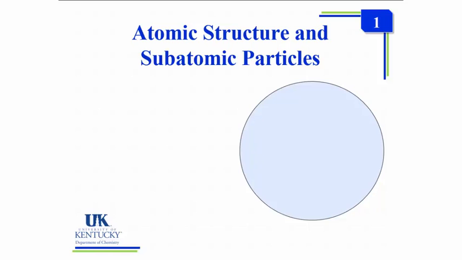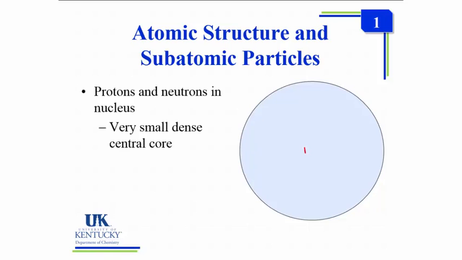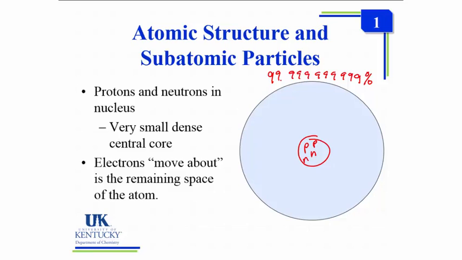What we would have for this atom is we would have in the nucleus the protons and the neutrons. They are in the center, in the nucleus of the atom. This is a very, very dense central core. The atom is 99.999999999 something like that percent empty space. There might be a couple more nines in there. I lost track, but you get the idea. Mostly there's empty space because that core takes up such a small amount of it. So the electrons are able to move about in the rest of the space that is occupied by the atom.